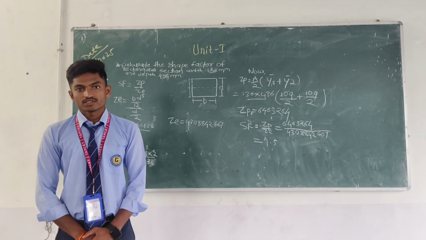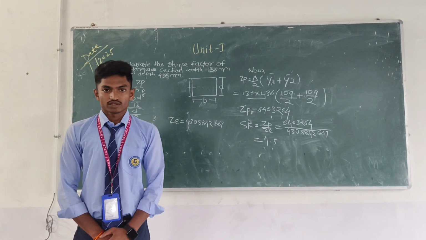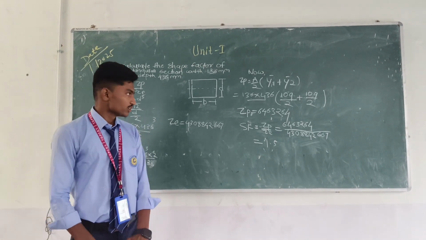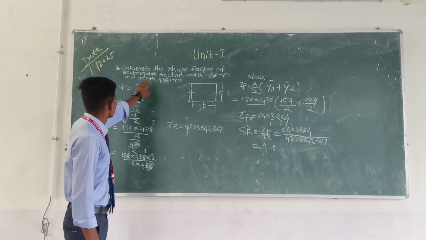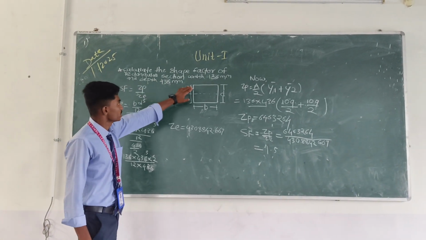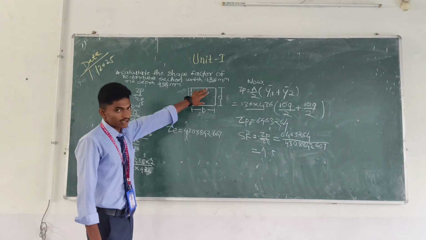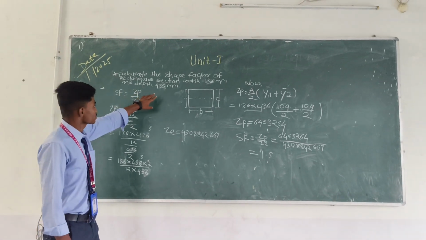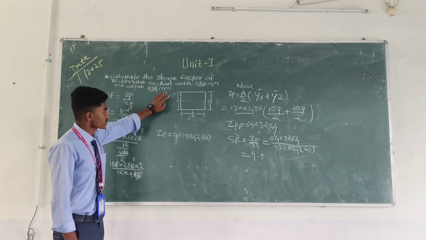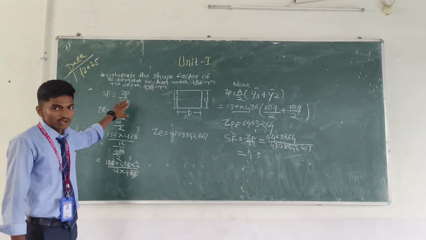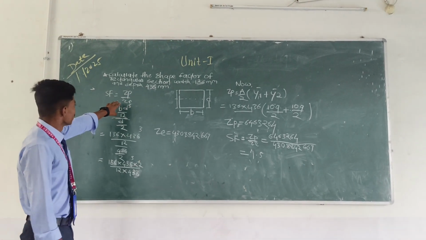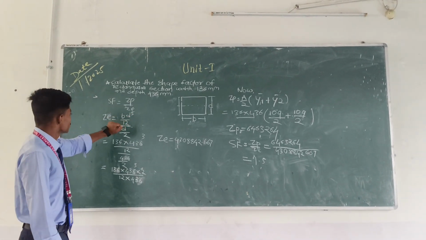So today we will discuss unit number 1, shape factor. So we solve this question. Our question is: calculate the shape factor of a rectangular section whose width is 136 mm and depth is 436 mm. The formula of the shape factor is Zp upon Zd.